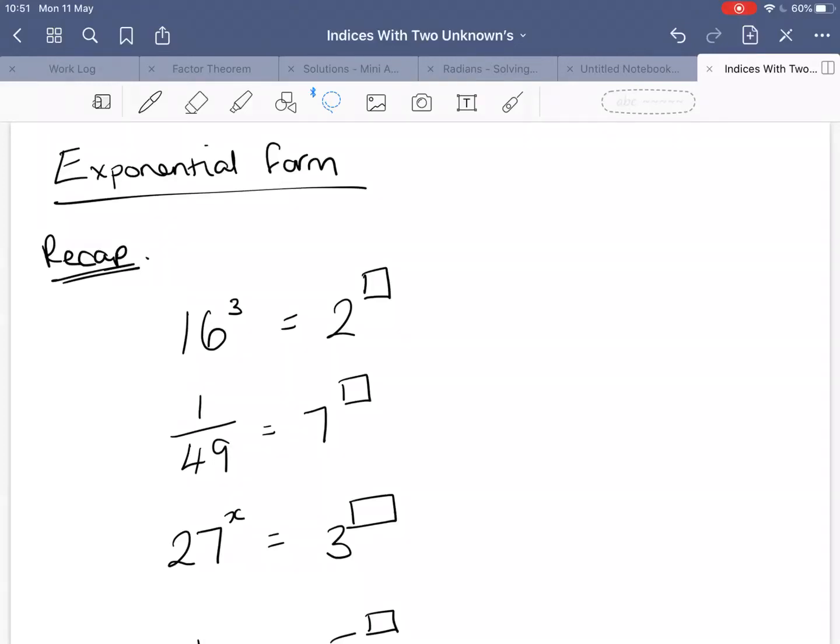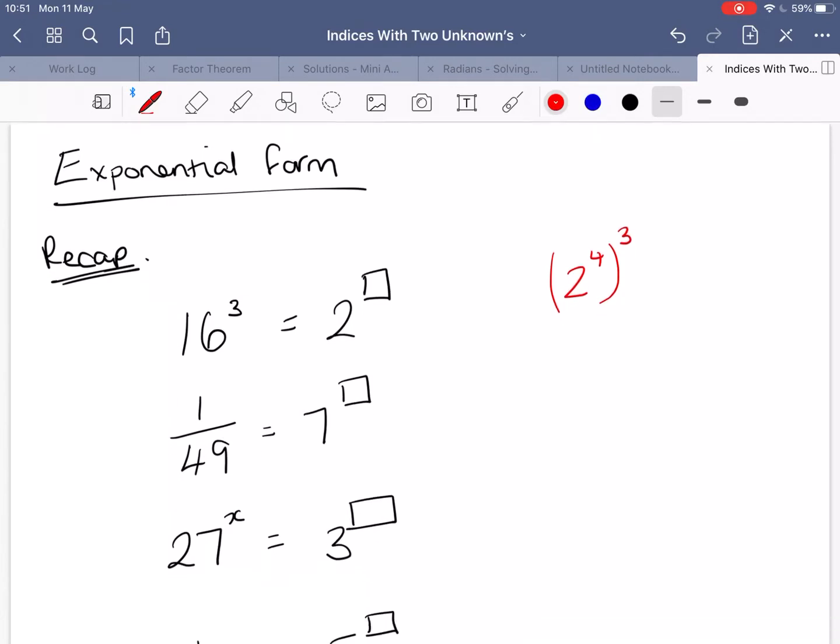Okay, so today is the second lesson on indices, where we're going to take it a little bit further and look at equations where there are two unknowns. So just a quick recap. If I wanted to do 16 to the power 3 as 2 to the power of something, how would I do that? Well, I remember that 16 is actually 2 to the power 4. So I've got 2 to the power 4 to the power 3, and what do I do when I have a bracket with powers? I multiply them, so that would be the same as 2 to the power of 12.